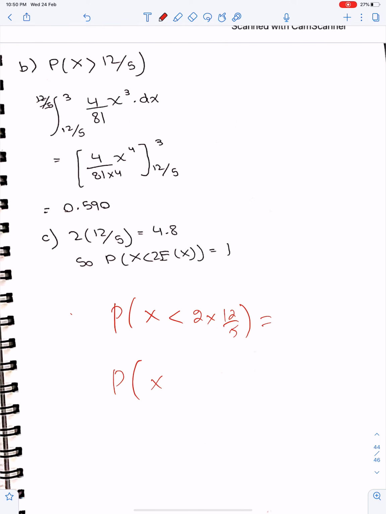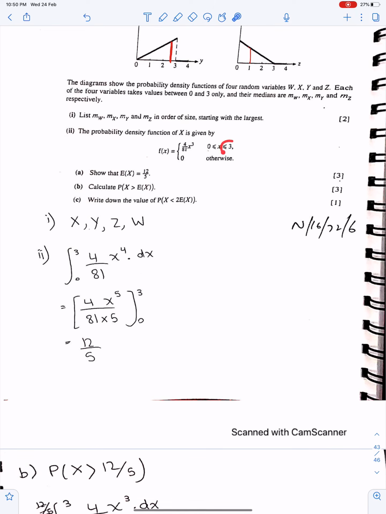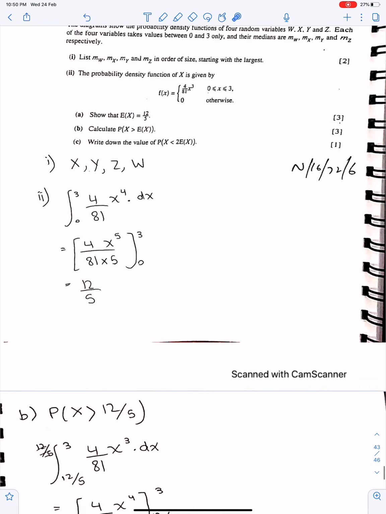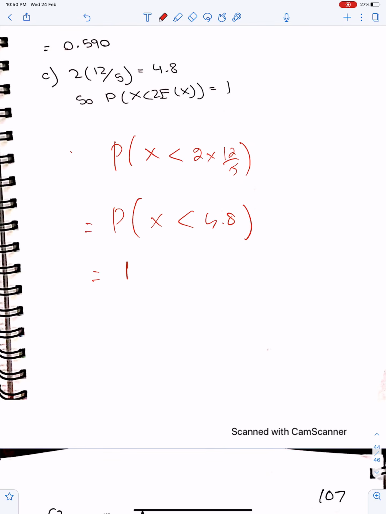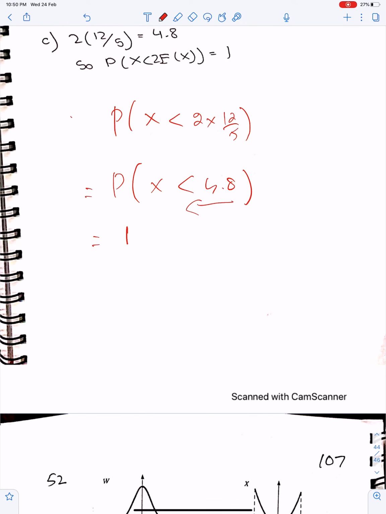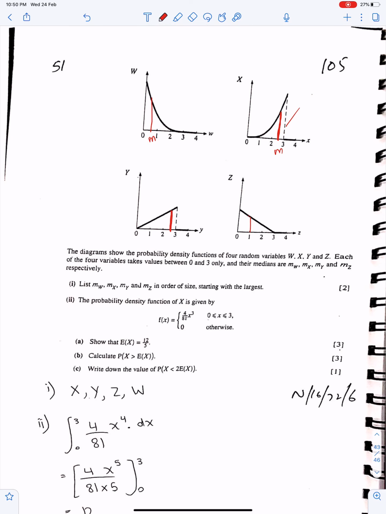So this is 4.8. You just need to check this in your diagram. What is 4.8 in your diagram? Well, your function is less than 3. So less than 4.8 means 1. Before this, the area will always be 1. This is x. So this is 4.8. Less than 4.8 means still here, so the area is 1.